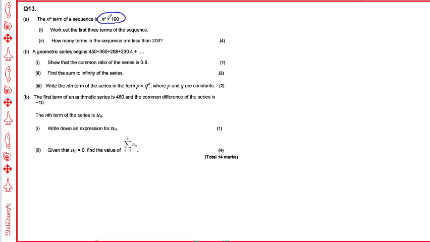If you put 1 in there, 1 squared is 1, so the first term is 101. If you put 2 in there, it becomes 4, second term is 104, and if you put 3 in there, you get 9, so the third term is 109.